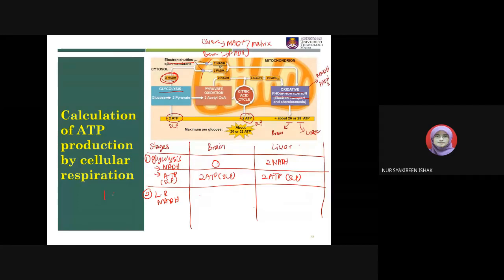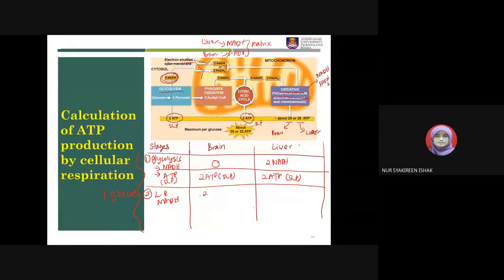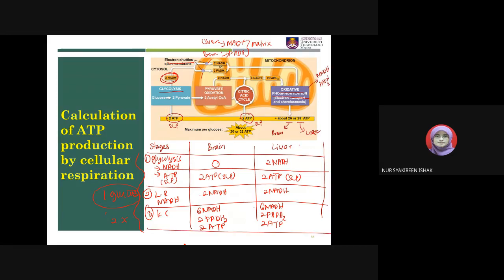Kita kira ini untuk 1 molecule of glucose. Semua ni. So berapa yang terhasil? 2 juga, 2 NADH. Ini 2 NADH. Okay, the next stage adalah apa? Krebs cycle ataupun citric acid cycle. For 1 molecule of glucose kena 2 kali cycle. Okay, so maksudnya produk dia adalah berapa? 6 NADH dengan 2 FADH2 dengan 2 ATP. Okay, sama juga dengan liver. Liver 6 NADH, 2 FADH2 dengan 2 ATP. So ini adalah product of the first 3 stages of cellular respiration for brain and also liver.